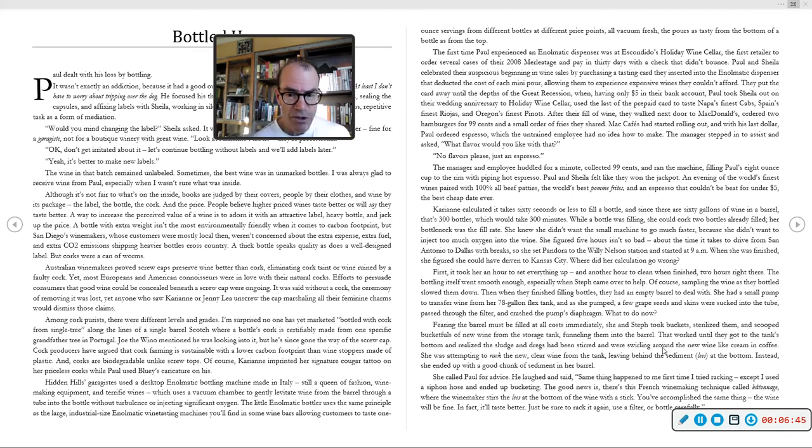First, it took her an hour to set everything up, and another hour to clean when finished. 2 hours right there. The bottling itself went smoothly enough, especially when Steph came over to help. Of course, sampling the wine as they bottled slowed them down. Then when they finished filling bottles, they had an empty barrel to deal with.